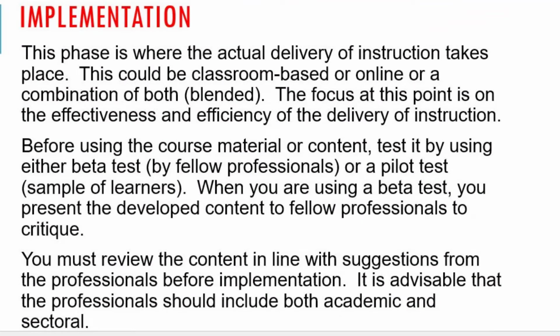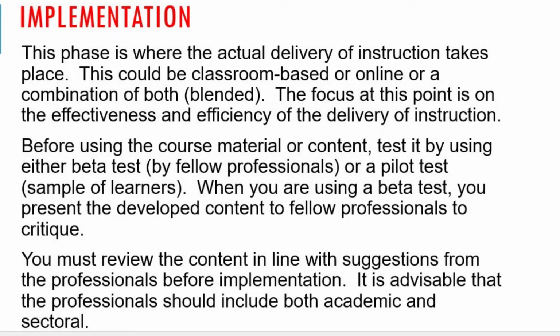At the implementation phase, this is where the delivery of instruction takes place. This could be classroom-based or in an online environment as we have here. The focus is on effectiveness and efficiency of delivery to ensure that the students are able to accomplish optimally from the learning experience.